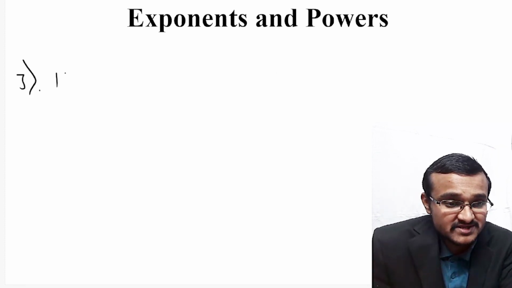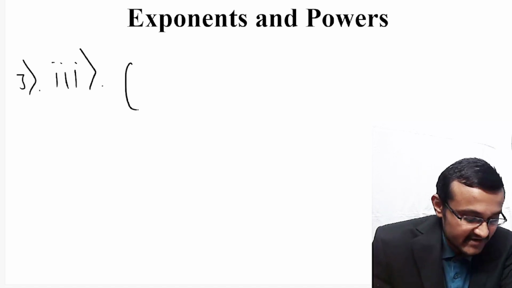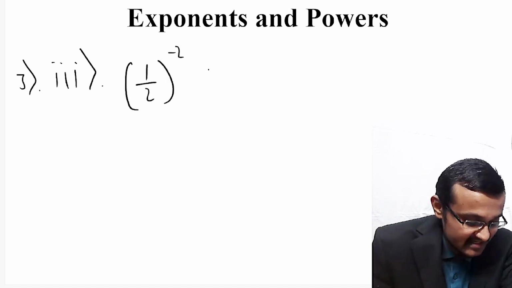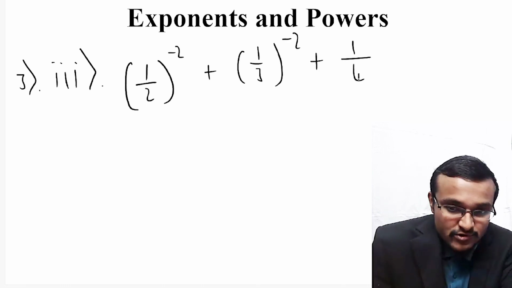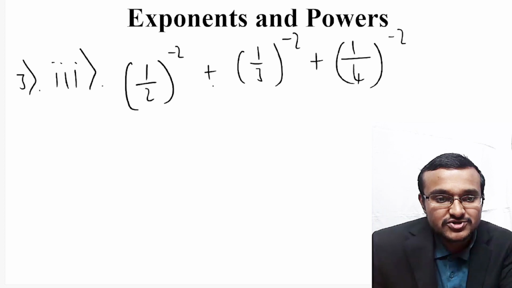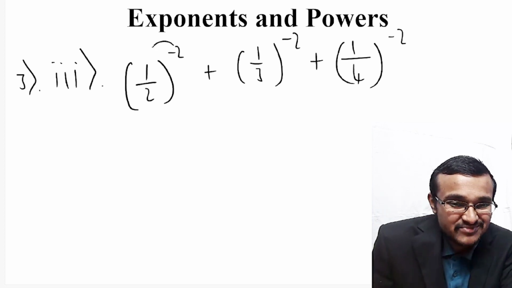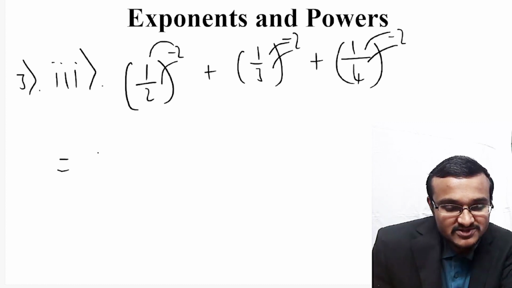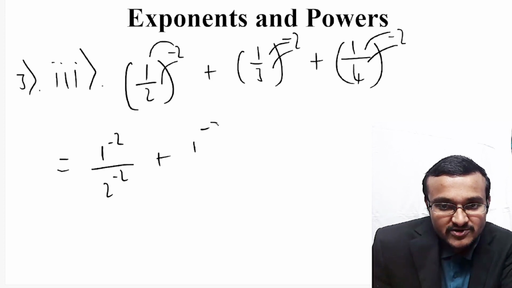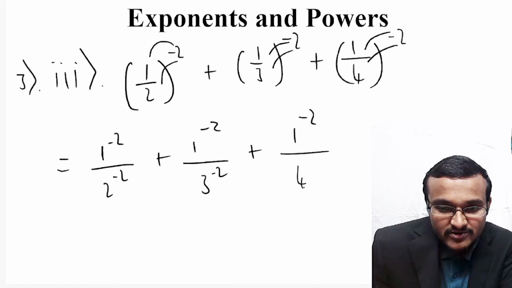So coming to the third question in this third question, they have given 1 by 2 whole power minus 2 plus 1 by 3 whole power minus 2 plus 1 by 4 whole power minus 2. Now you should see that this minus 2 will be applied to 1 and 2, this minus 2 will be applied to 1 and 3, and this minus 2 will be applied to 1 and 4. So when you solve this, it will become 1 power minus 2 divided by 2 power minus 2, plus 1 power minus 2 divided by 3 power minus 2, plus 1 power minus 2 divided by 4 power minus 2.